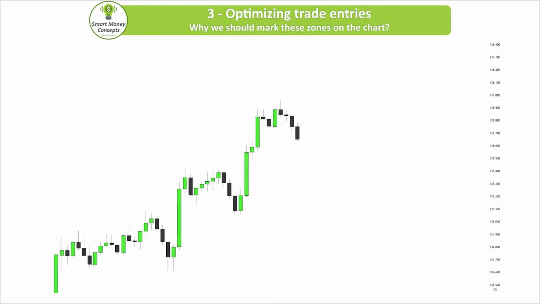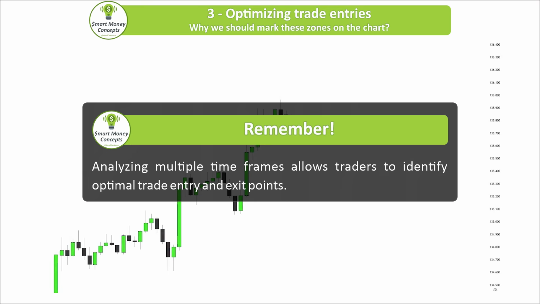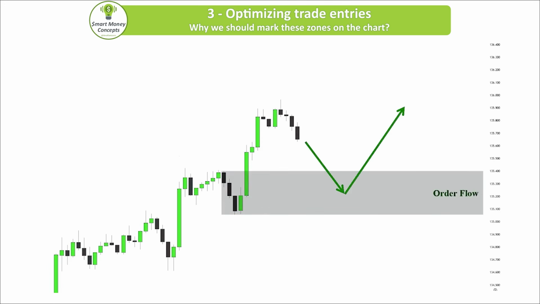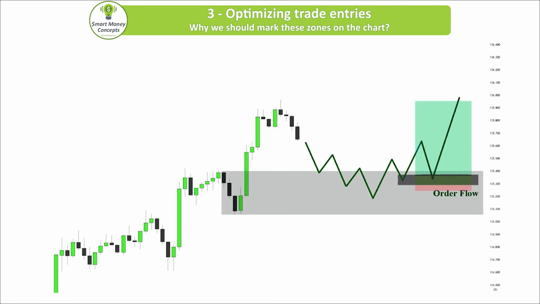Number 3, optimizing trade entries. Analyzing multiple time frames allows traders to identify optimal trade entry and exit points. For instance, imagine waiting for the price to pull back to the order flow area and opening buys to align with the bullish momentum. Setting buy orders at the beginning of the zone may result in a large stop. An optimal way to trade is to look for confirmation and open longs in lower time frames. This confirmation helps get into trades at a better price, reduces the likelihood of false signals, and increases the trader's confidence in their analysis.